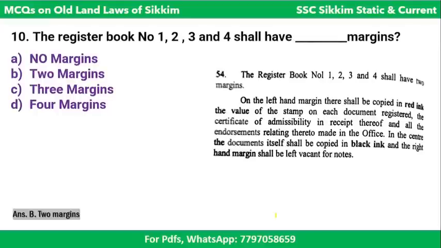As you can see, on the left hand margin there shall be copied in red ink the value of the stamp on the document registered, the certificate of admissibility, the receipt thereof, and all the endorsements relating thereto made in the office. In the center, the document itself shall be copied in black ink, and the right hand margin shall be left vacant for notes, okay. So there must be two margins, which means there will be 3 columns, so remember it.